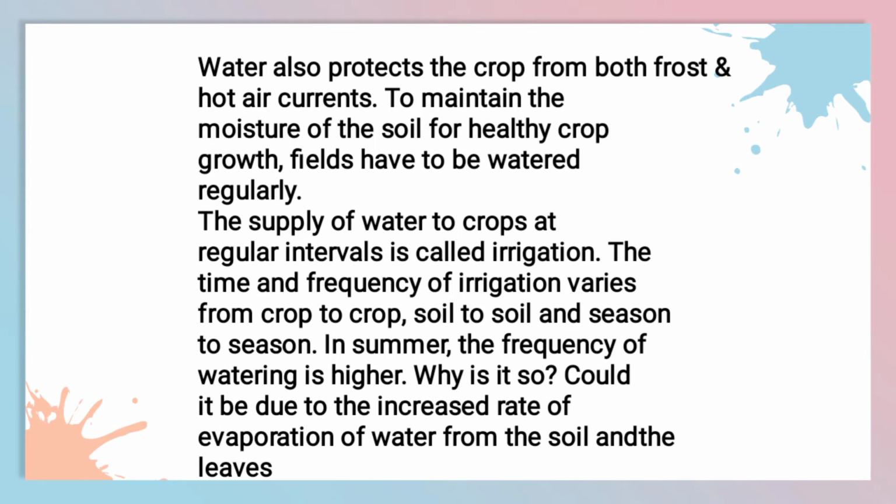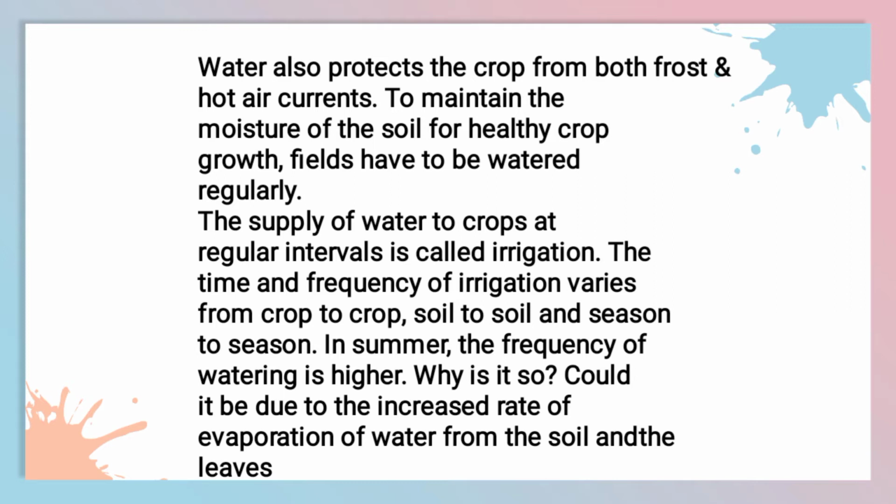To maintain the moisture of the soil for healthy crop growth, fields have to be watered regularly. Just to get a good crop yield, the soil in the field should be moist. So to maintain this moisture, it is very important to water the soil regularly. The supply of water to the crops at regular intervals is called irrigation. So when you supply water regularly to the crop, that process is called irrigation.